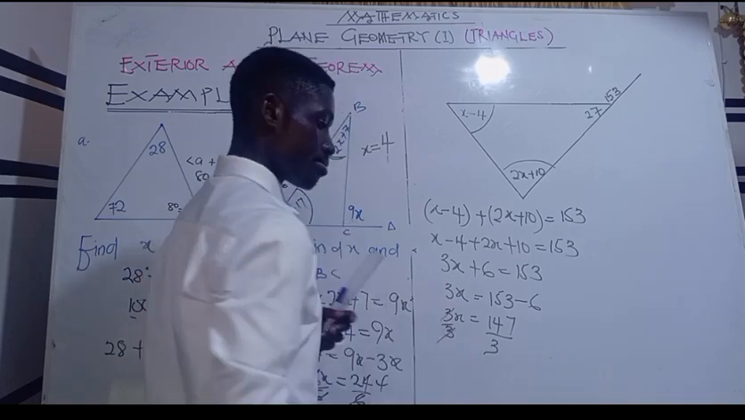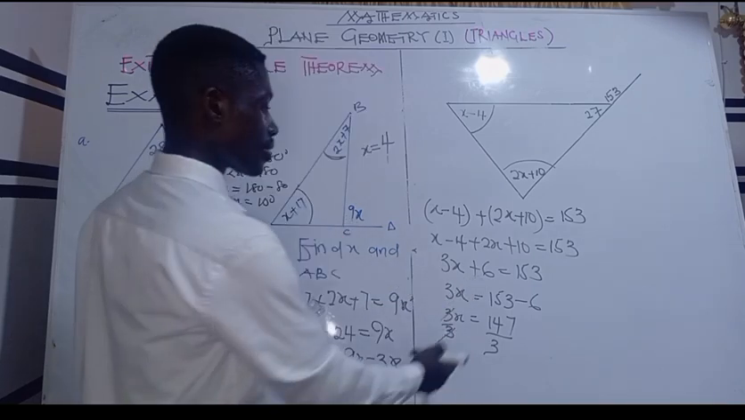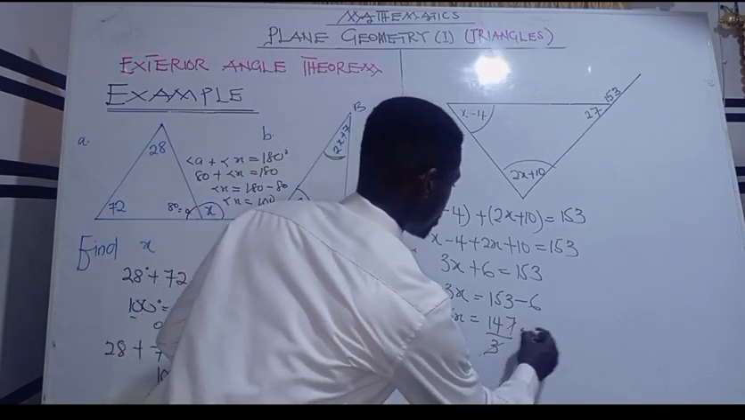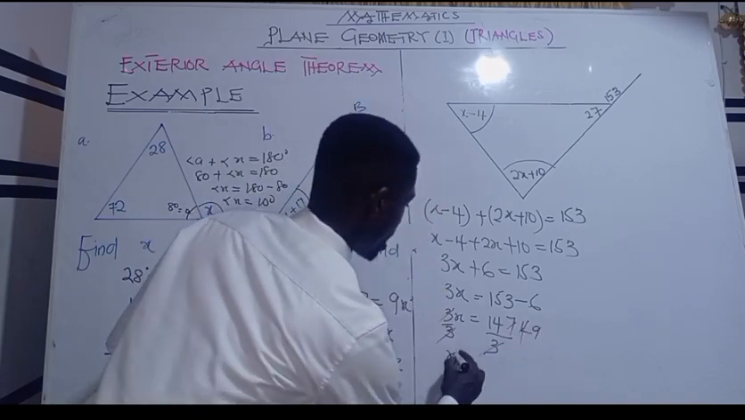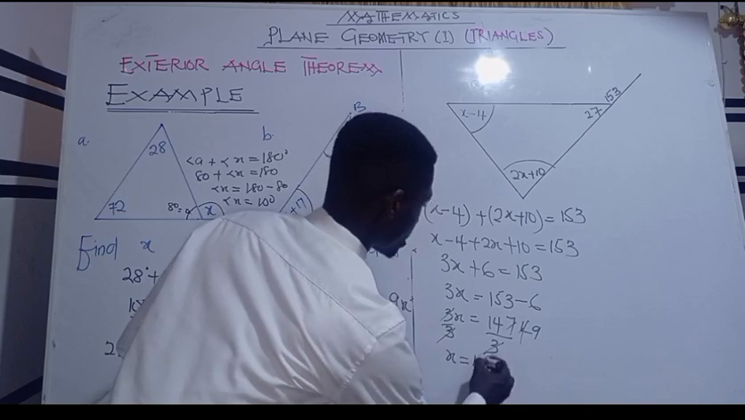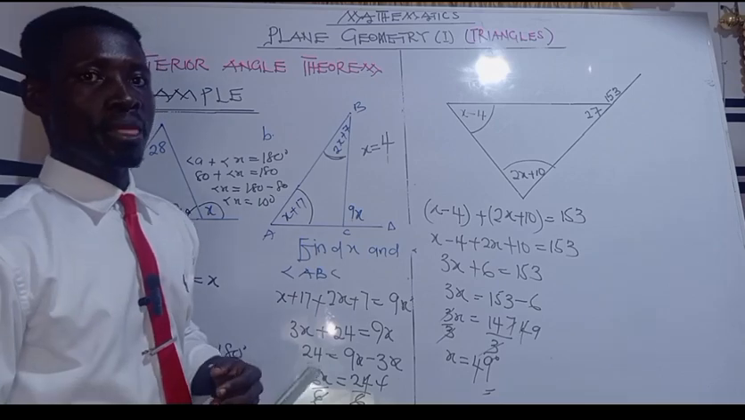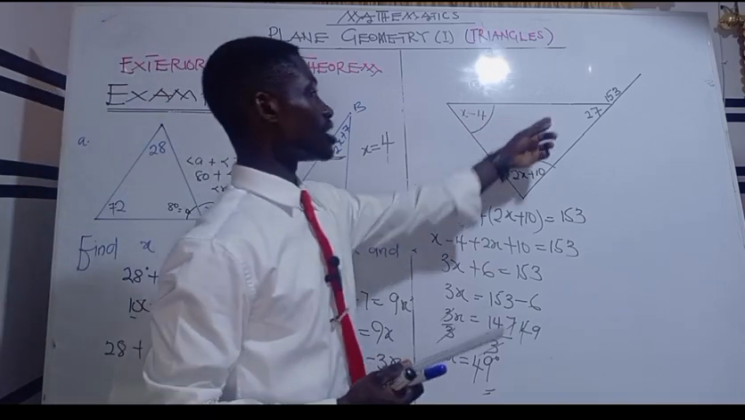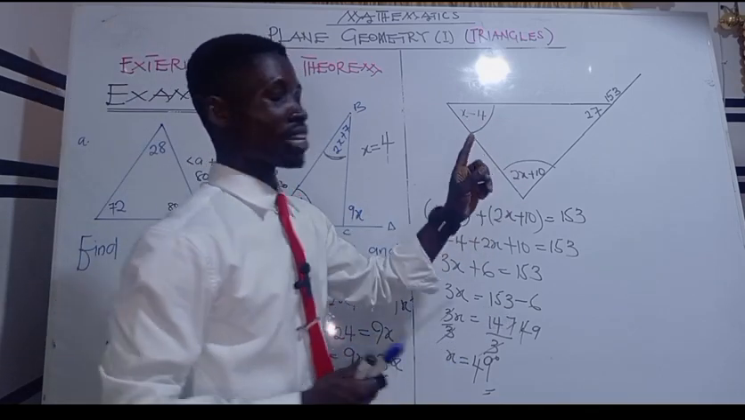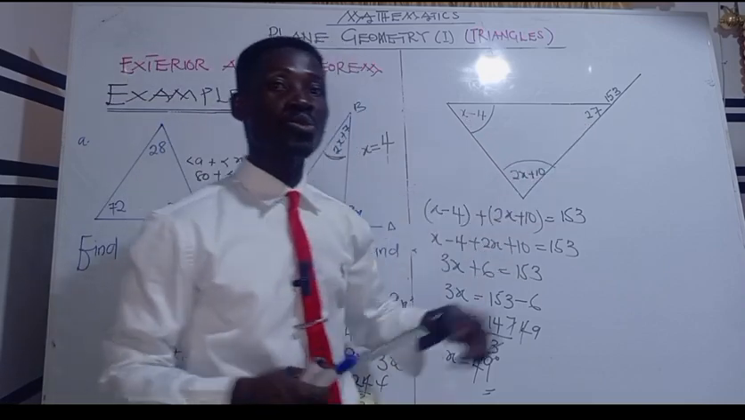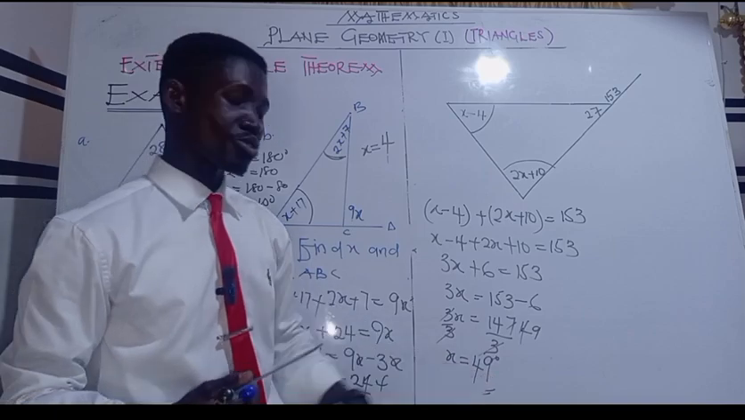3 into 3. Now 3 into 147, we have 49. So our x is equal to 49 degrees. Very, very simple. You can also apply the sum of interior angles of a triangle to find the value of x. And that is going to be this plus this plus this is equal to 180. We are going to arrive at what? 49.